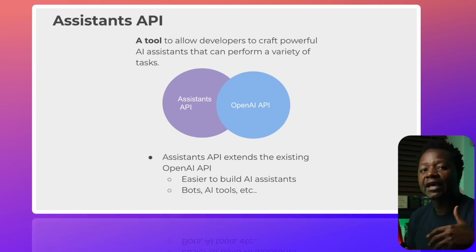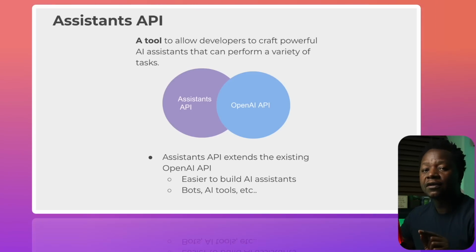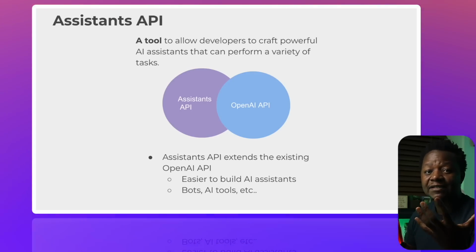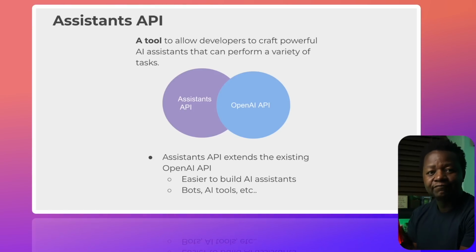So essentially we can go ahead and create an assistant and use the API so that we can connect that assistant in our application and use that assistant that has the capability of connecting with the OpenAI APIs essentially.